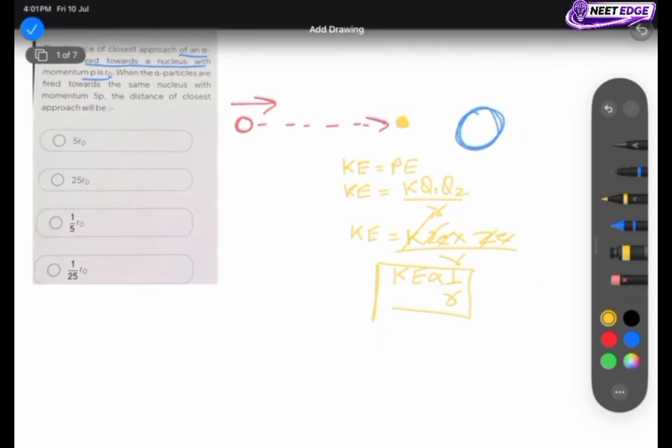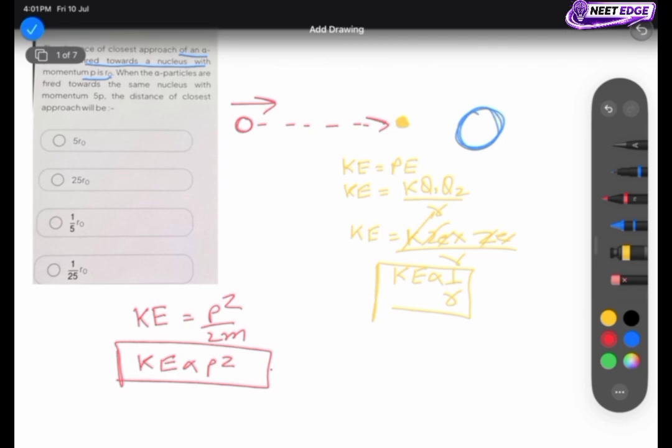Now there is one more relation between kinetic energy and momentum, that is kinetic energy is equal to p square upon 2m. So we can say kinetic energy is directly proportional to p square. Now by using these two relations, we can say that the distance of closest approach is inversely proportional to p square.